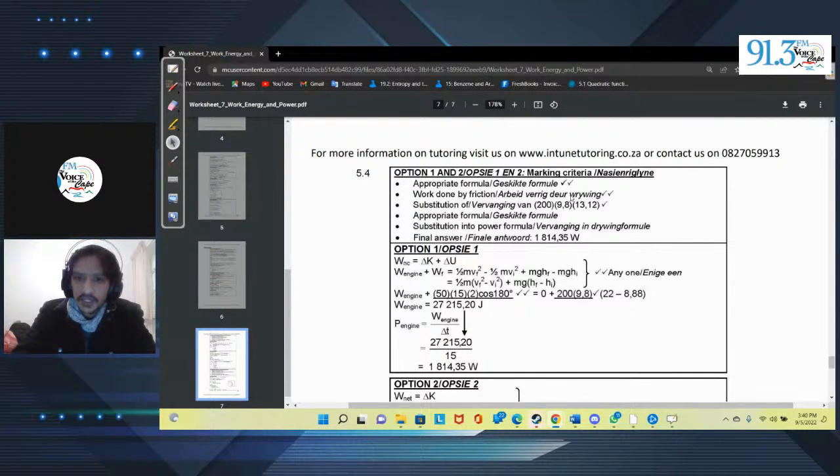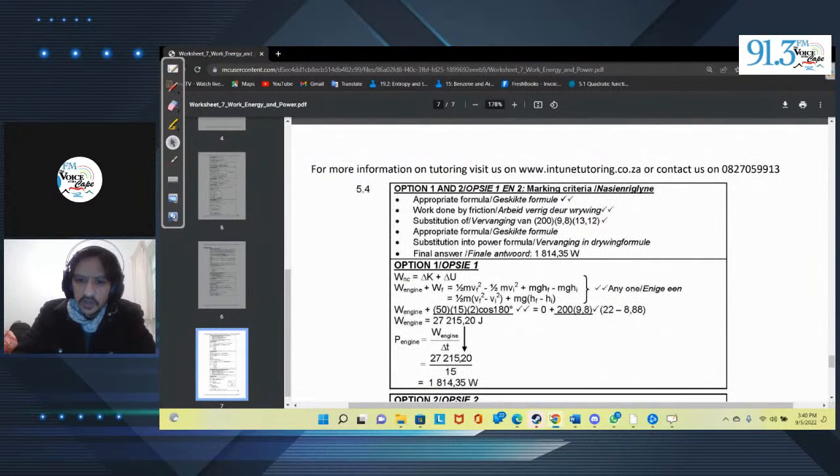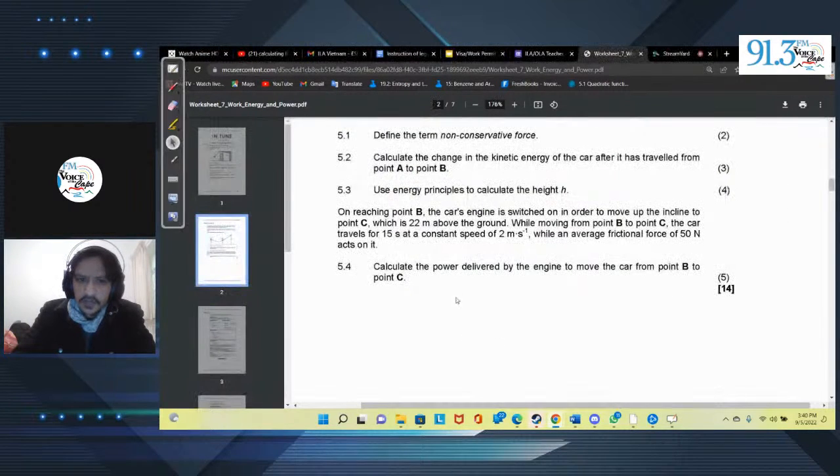Work done by friction. All right, that's another thing we need to take into consideration. Substitution of 209.8, 13, and 12. All right, this has got to do with our potential energy over here. Now let's take a look and see what happens. Well, we put this information in here. The non-conservative energy, we have to say, well, this is equal to the work done by the engine. And if we look at the question, let me just go back here. Calculate the power delivered by the engine to move the car from point B to point C.